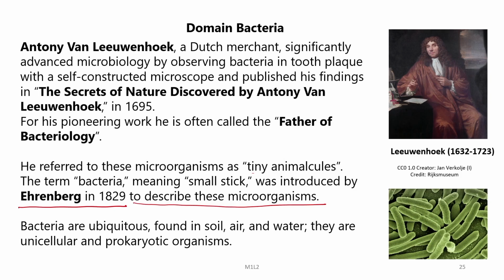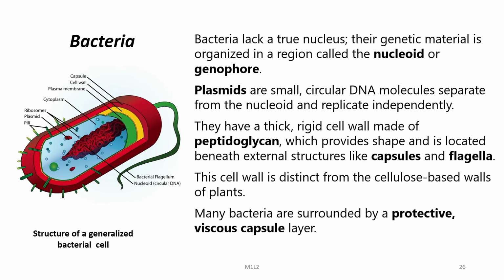Bacteria are ubiquitous. They are found in soil, air and water. They are unicellular and prokaryotic microorganisms. Bacteria lack a true nucleus. Their genetic material is organized in a region called the nucleoid or genophore. Now, there is another nuclear material inside a bacterial cell. These are known as plasmids, which are small circular DNA molecules. These are separate from the nucleoid and they replicate independently.